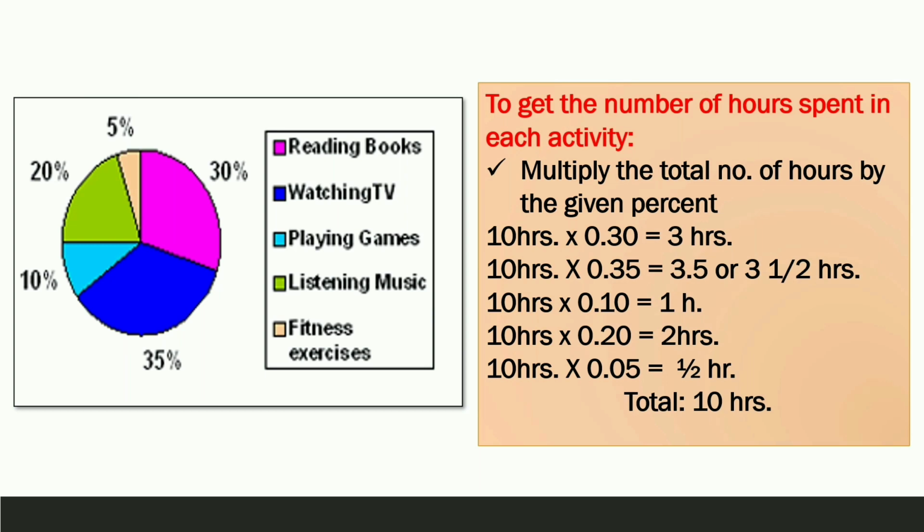10 hours times 0.30 equals 3 hours. 10 hours times 0.35 equals 3.5 hours. 10 hours times 0.10 equals 1 hour. 10 hours times 0.20 equals 2 hours. And 10 hours times 0.05 equals half hour. Total is 10 hours.